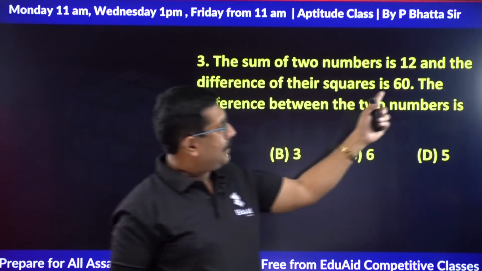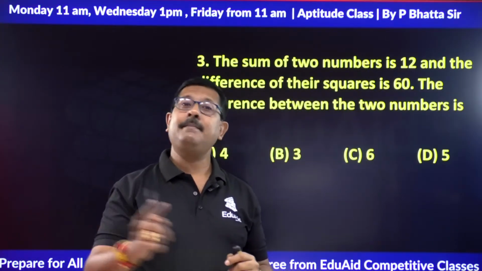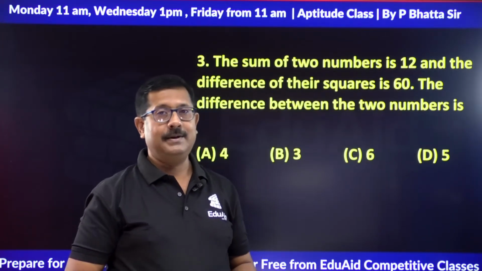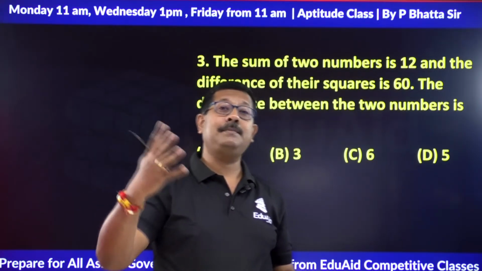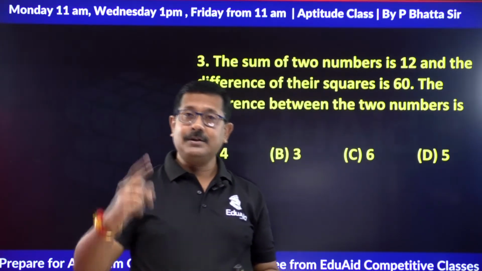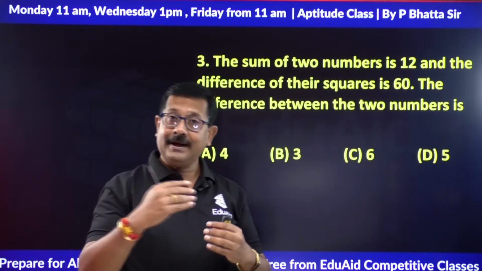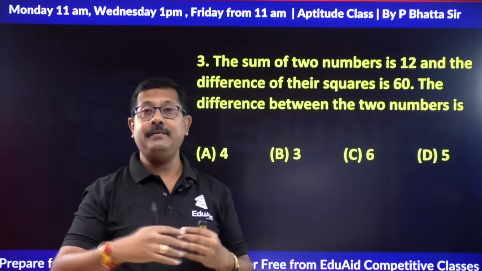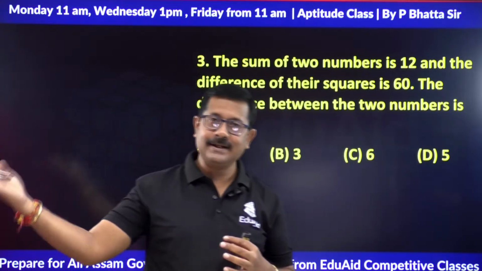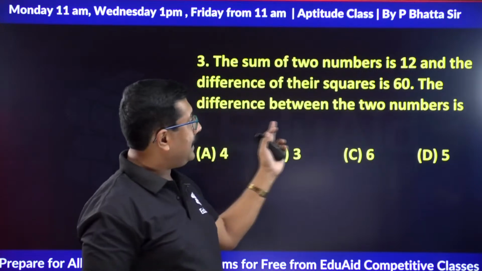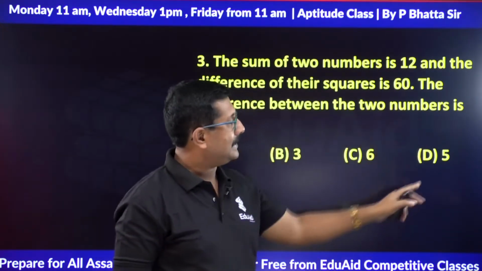You see, a square minus b square is 60, a and b are the two numbers, and a plus b is 12. So if you divide a square minus b square by a plus b, a square minus b square can be written as a plus b whole into a minus b. So after cancelling the a plus b and a plus b, we will get a minus b. And on the right hand side, it will be 60 divided by 12. That means 5. So automatically, you will get the difference between the two numbers as 5.